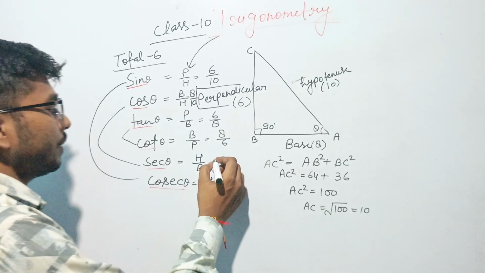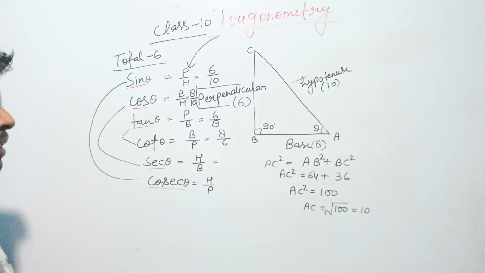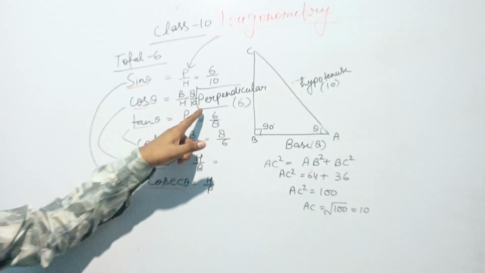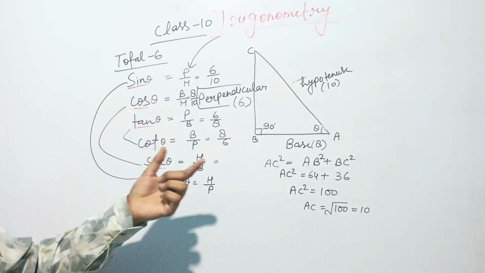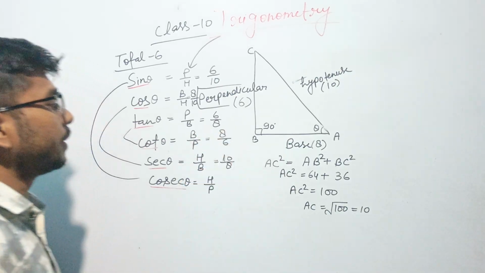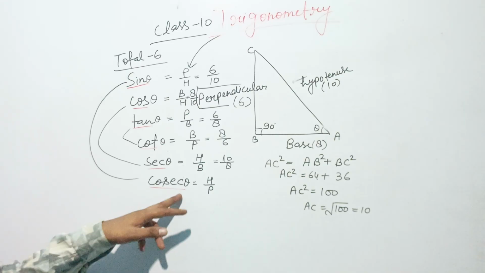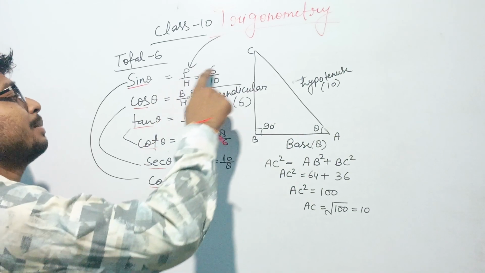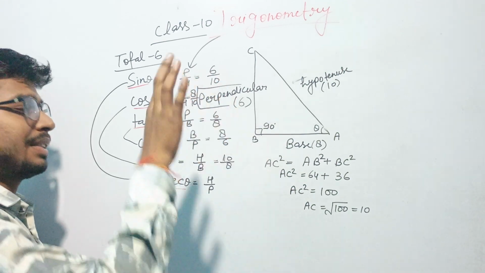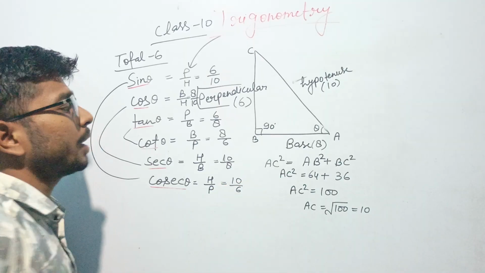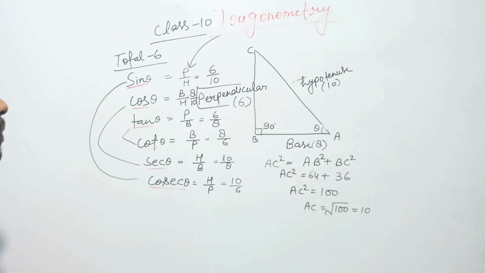Sec theta is the reciprocal of cos. So cos is 8 by 10, so it will be 10 by 8. Now cosec is the reciprocal of sine. So sine is 6 by 10, so cosec will be 10 by 6. So this way we can find all the trigonometric functions.